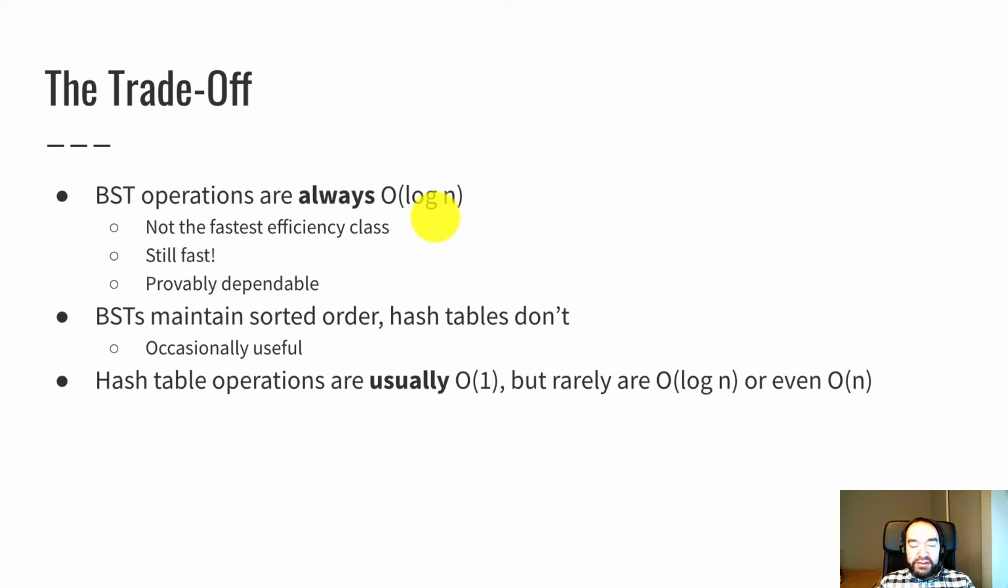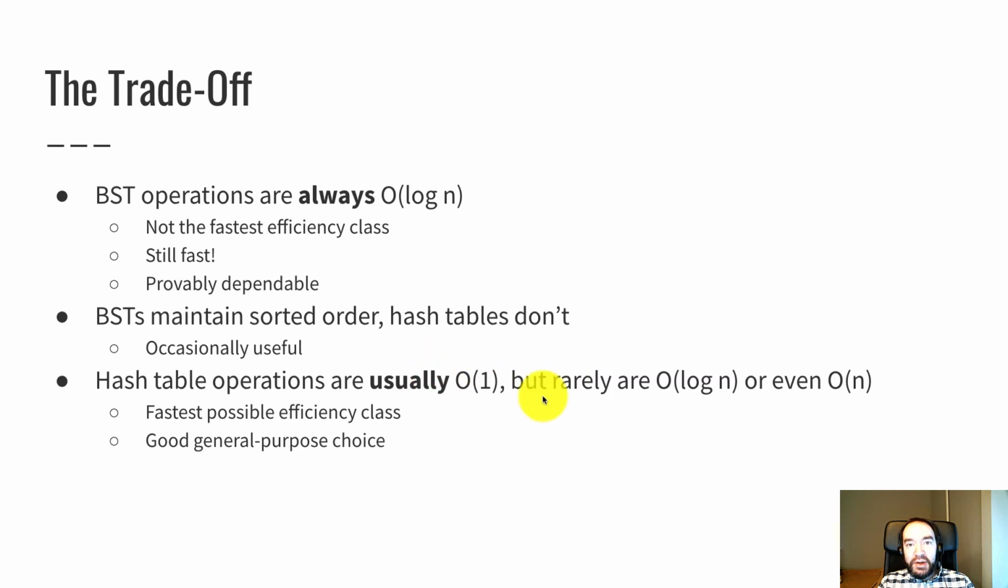Hash table operations are usually constant time, and constant time is even faster than logarithmic. So hash tables are blazingly fast. They're really fast usually, but rarely they could be slower. They could be log n time, tied with binary search trees, or they could even be linear time, which is substantially slower than binary search trees. Constant is the fastest possible efficiency class. There's no efficiency class faster than constant, so that's as good as it gets. And hash tables are a pretty good general purpose choice.